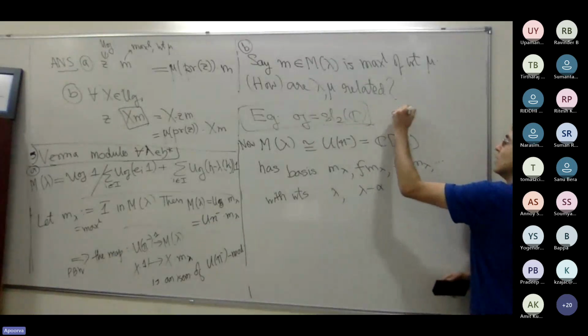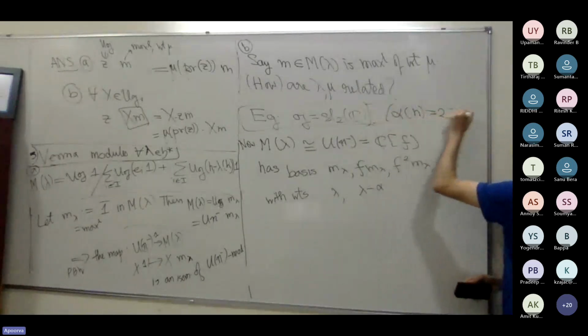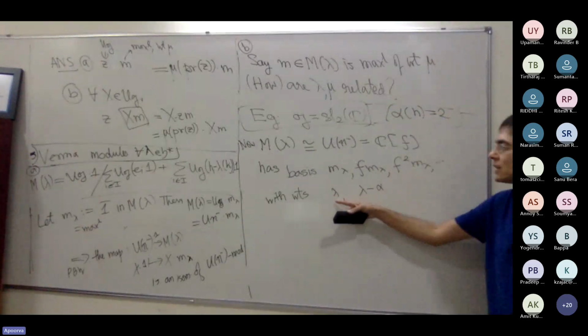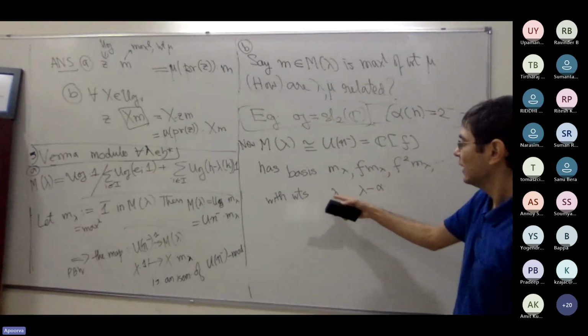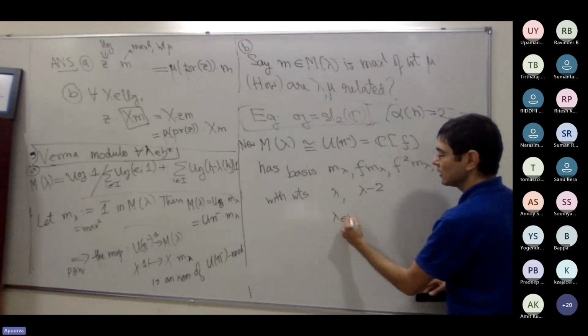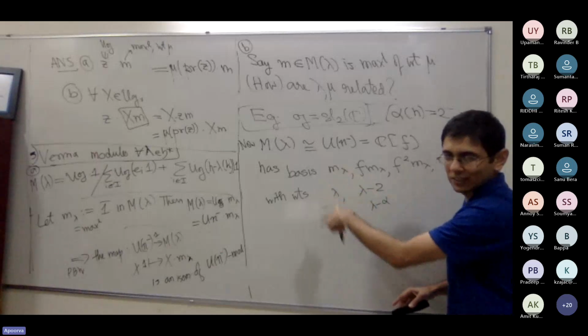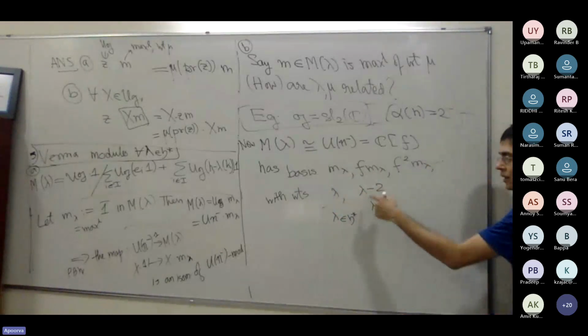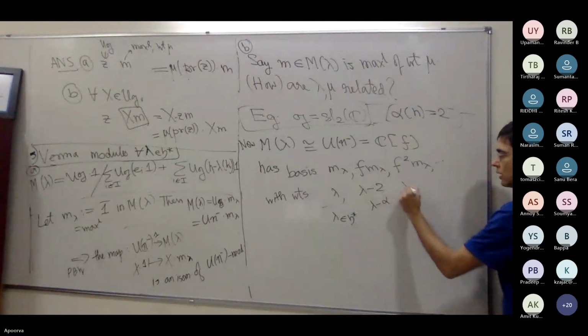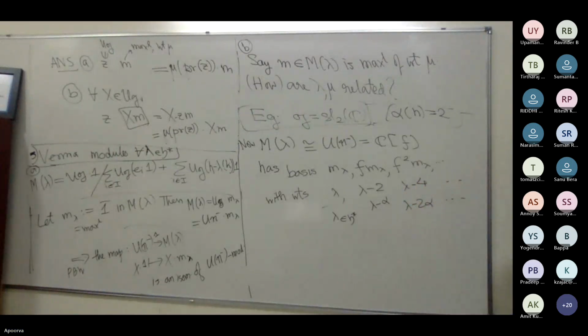So alpha of H is 2. So the eigenvalue is 2. If you think of lambda as a scalar, then yes, it should be lambda minus 2. If you think of lambda as an element of H star, then this becomes lambda minus alpha. It's the same thing for SL2, scalars and elements of H star. In general, we will use this notation.